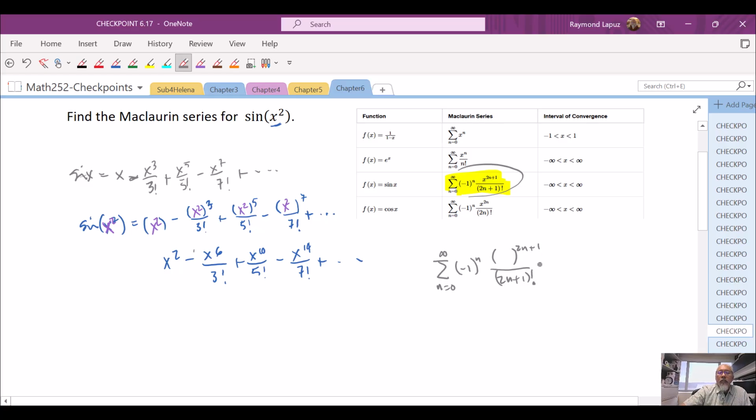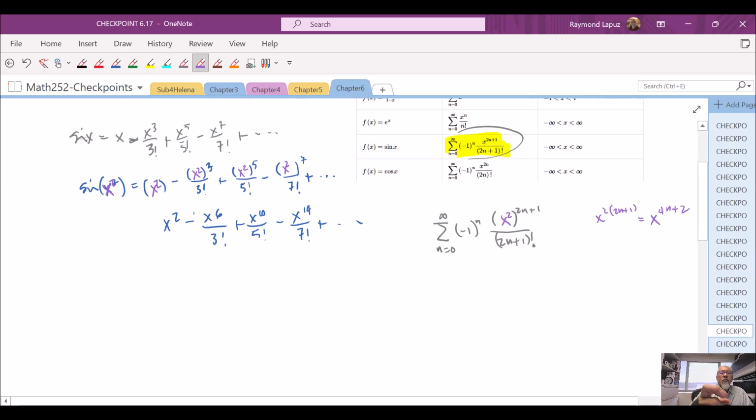There's the factorial here. And so, like I said, we're going to put in x squared here. So just off to the side, x squared to the 2n plus 1 power will be this thing multiplied together. So this will be x to the 4n plus 2 power, and then that would be your final answer.